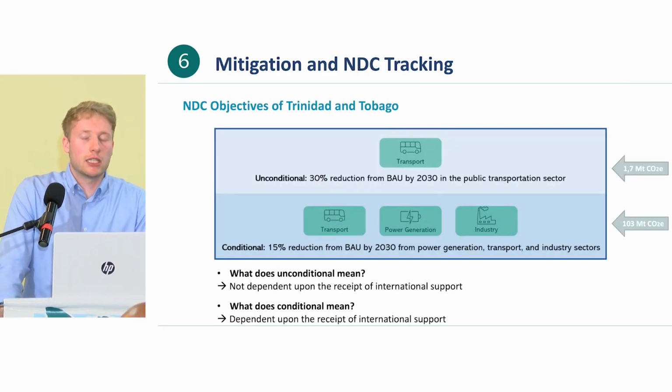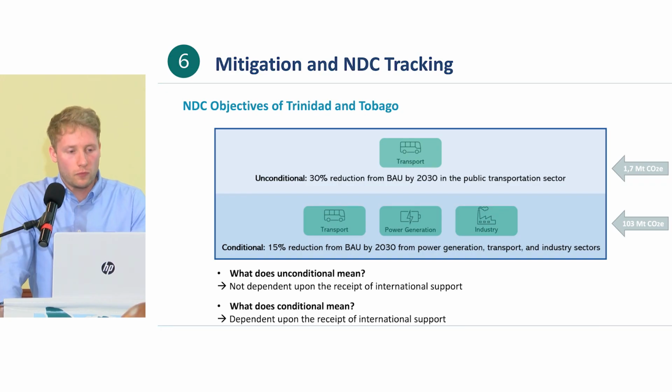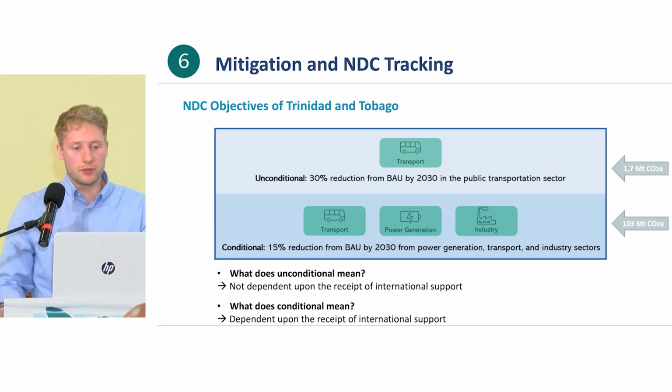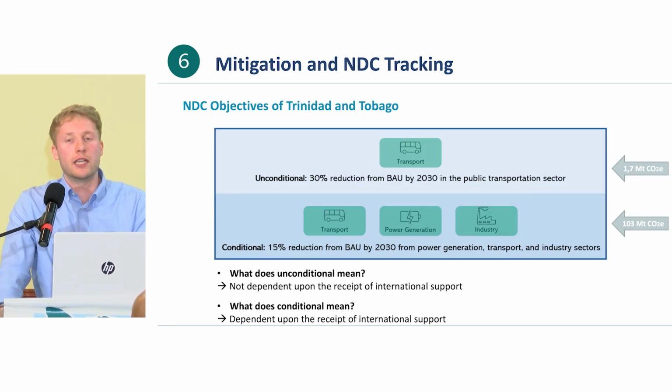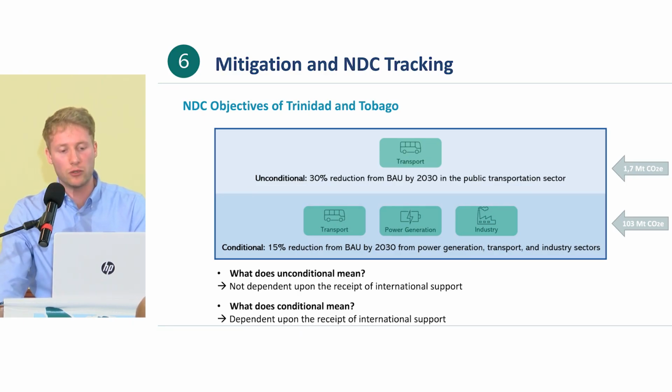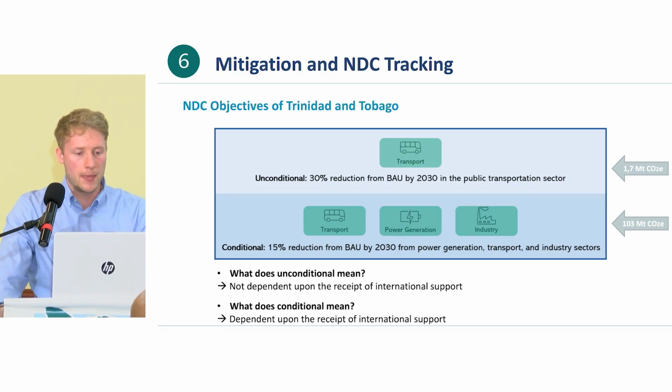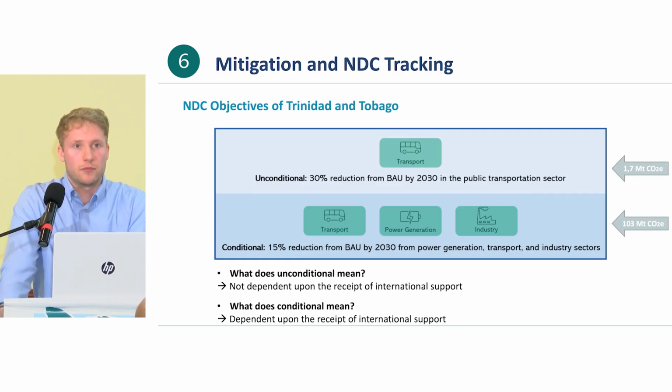And what we are tracking here in the country, in Trinidad and Tobago, are these NDC objectives, as mentioned previously. Unconditionally, a 30% reduction from the business as usual projected in the public transportation sector. Unconditionally means Trinidad and Tobago is saying we pay for this ourselves, to put it in the most simple way. Conditional, a 15% reduction from the business as usual from power generation, transport, and industry. Conditional, we would like international support.